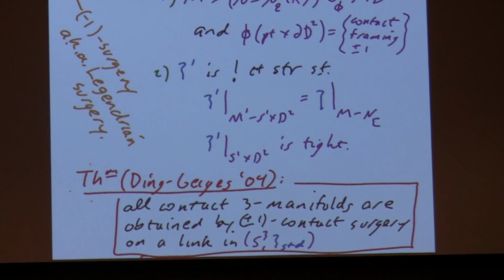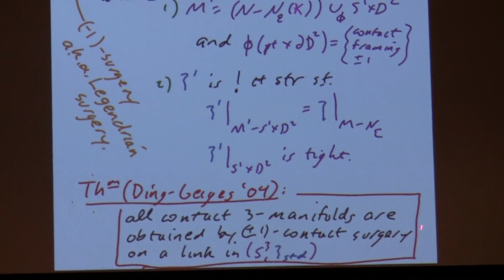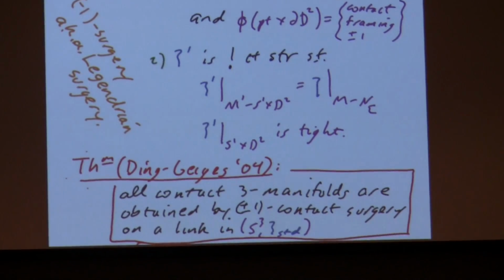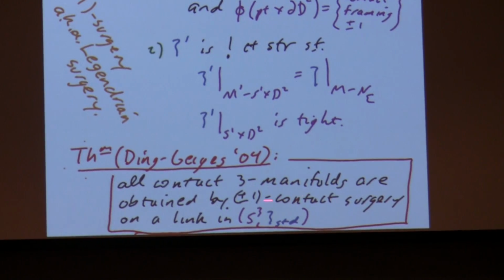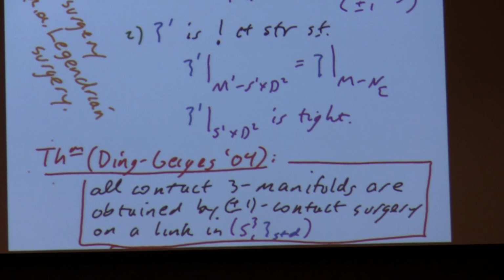Well, one nice thing about contact plus or minus 1 surgeries on Legendrian knots is that this is a very robust construction. You can get every contact structure on every closed 3-manifold by plus or minus 1 contact surgery on a Legendrian link in S3. So any questions about Legendrian surgery?